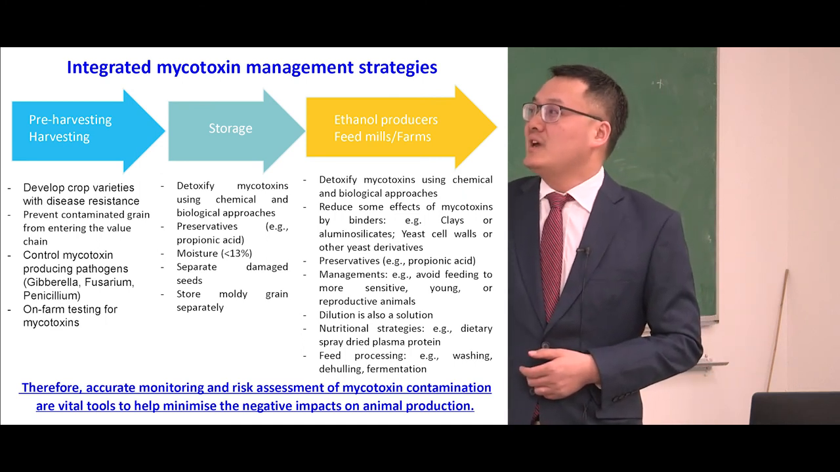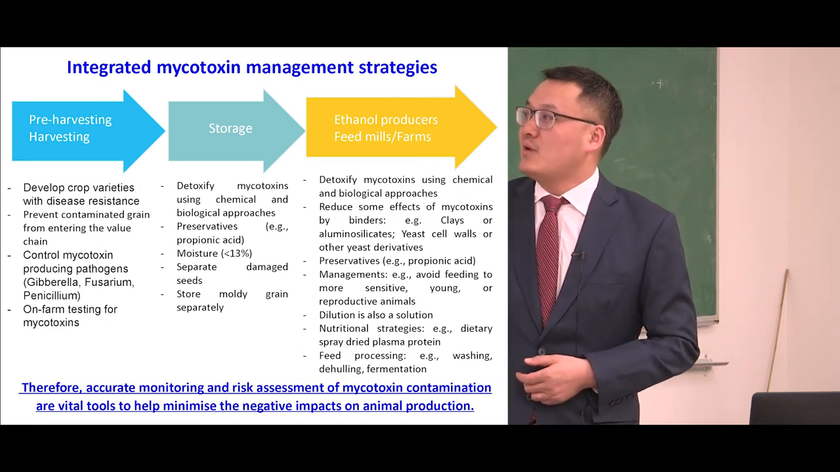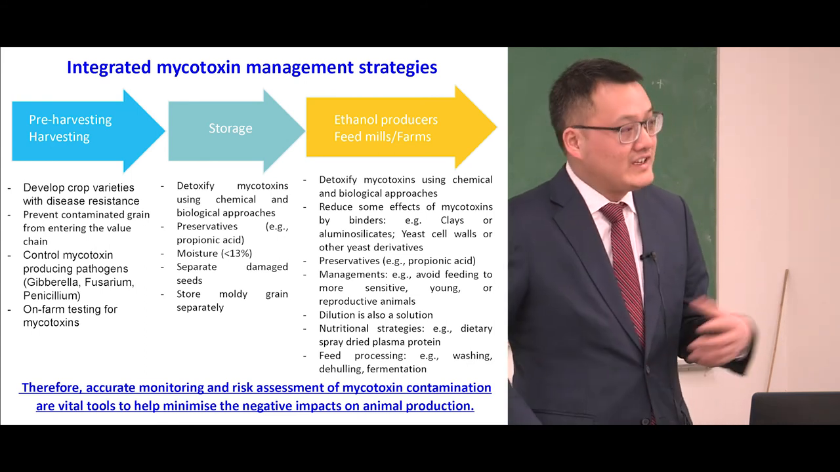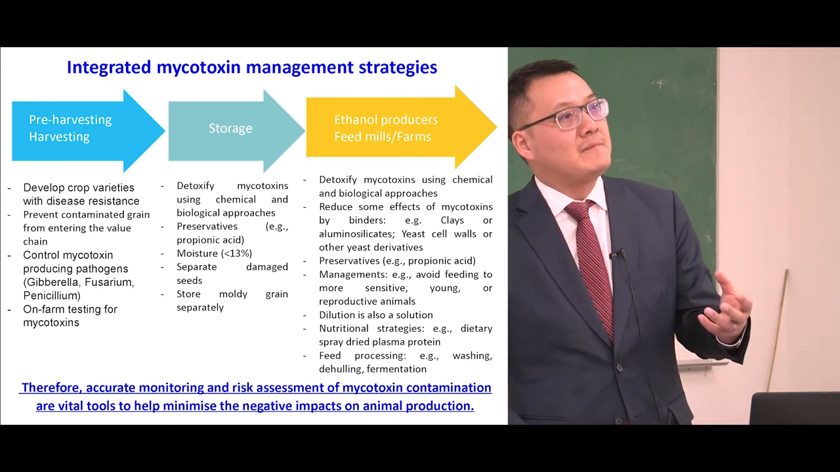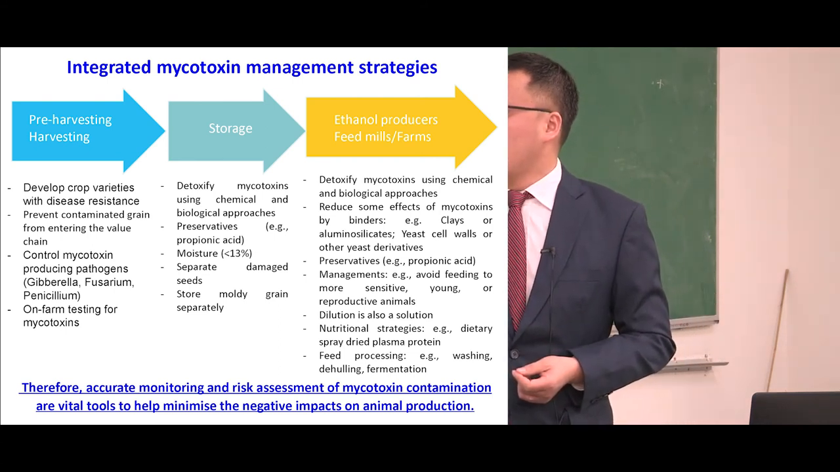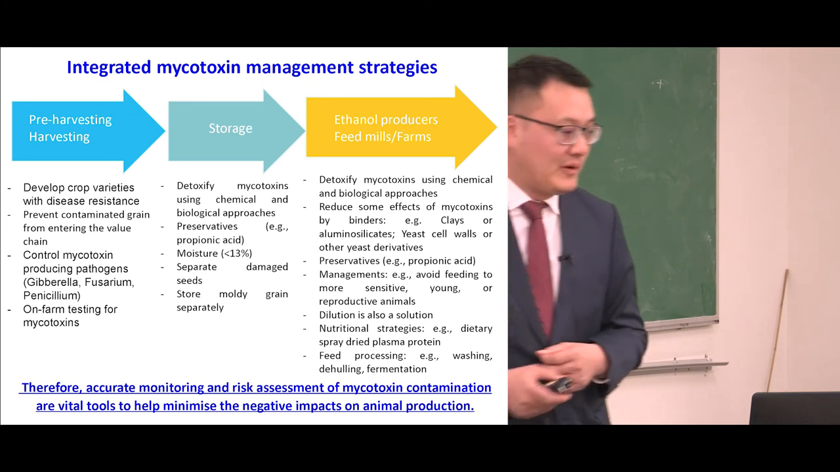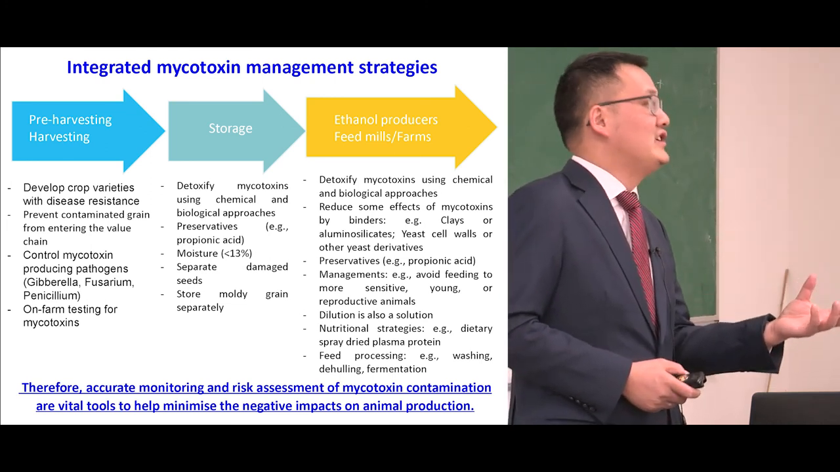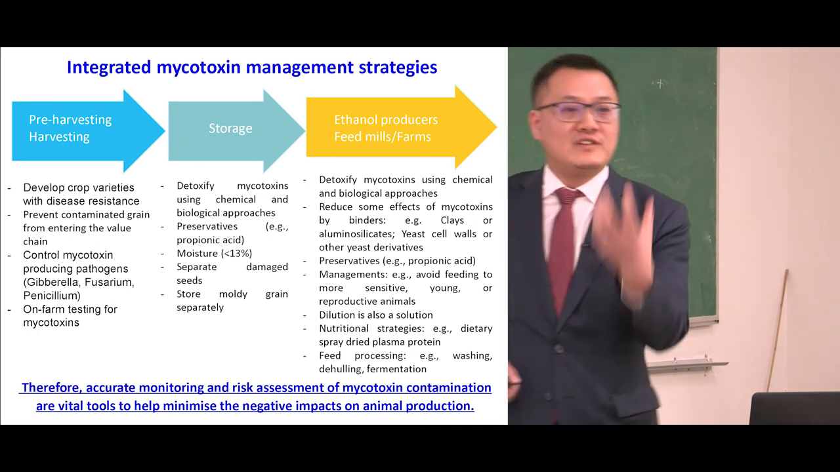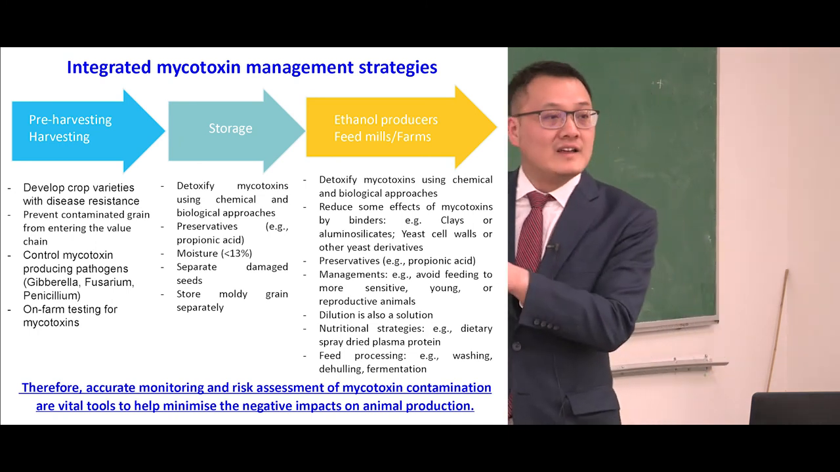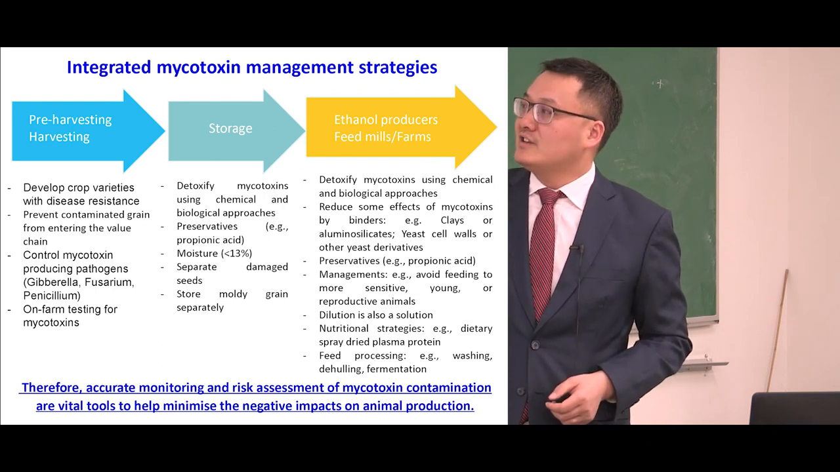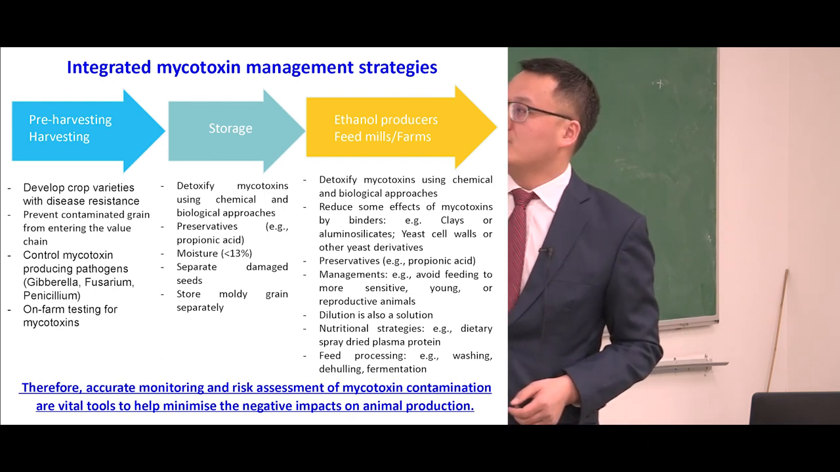And the nutritional strategy, for example, dietary spray-dried plasma protein. This is mainly for young piglets because, for example, vomitoxin can reduce feed intake. But this protein, dried plasma protein, is a very palatable protein and can increase the palatability of the feed. So this can increase the feed intake. To some point, it can mitigate the adverse effect of the vomitoxin contamination in the feed.